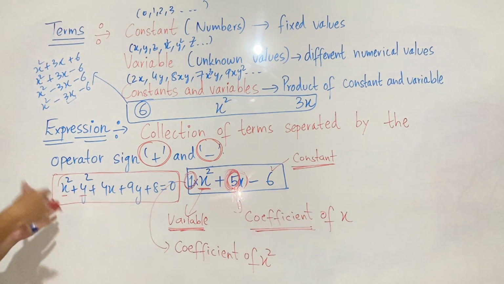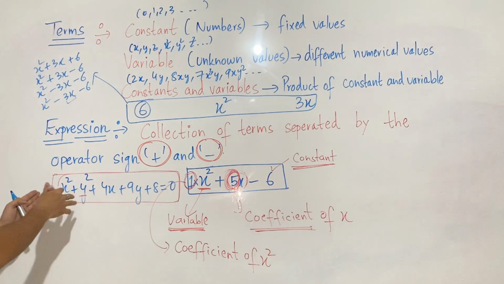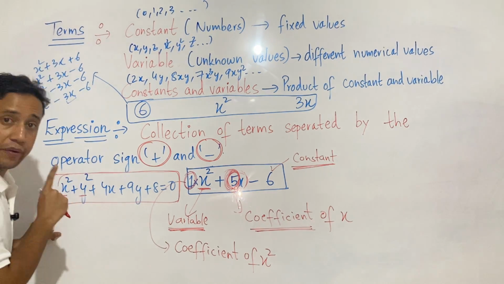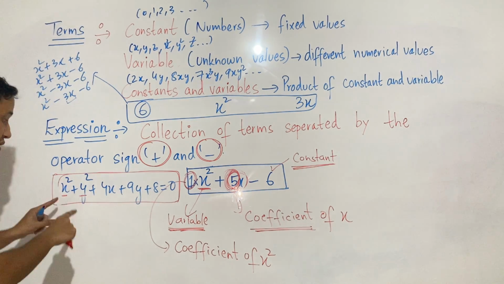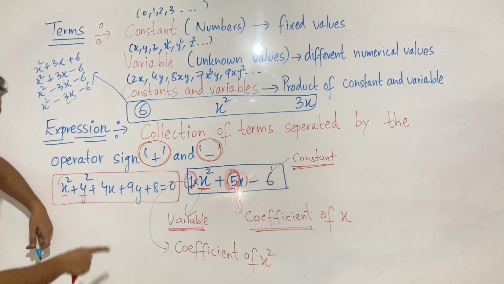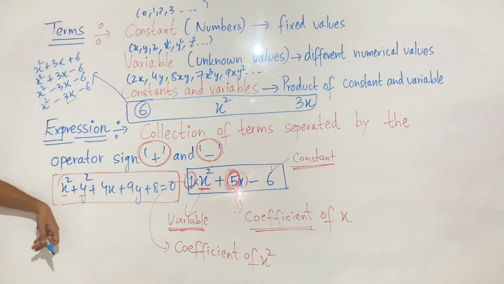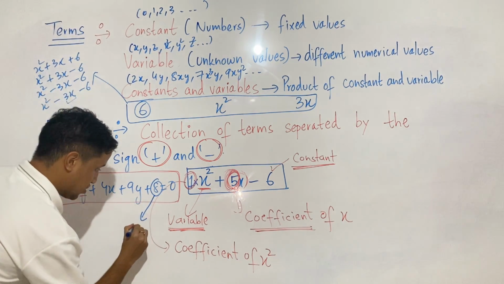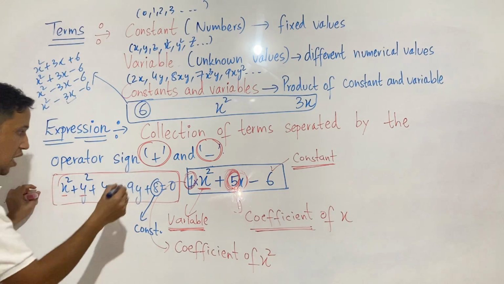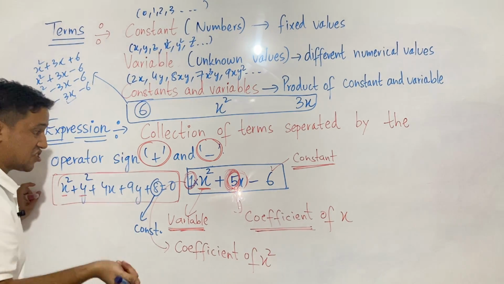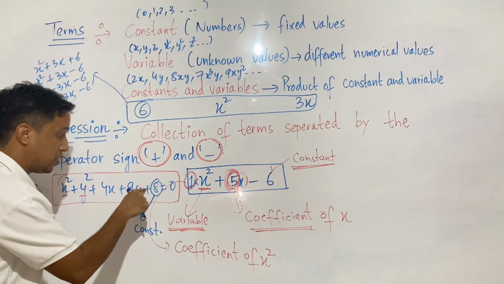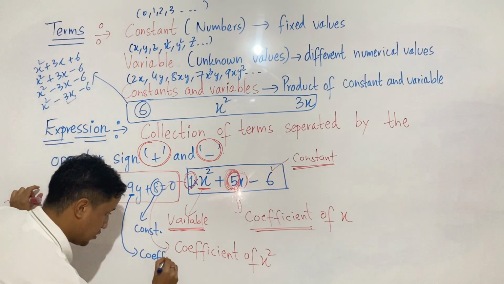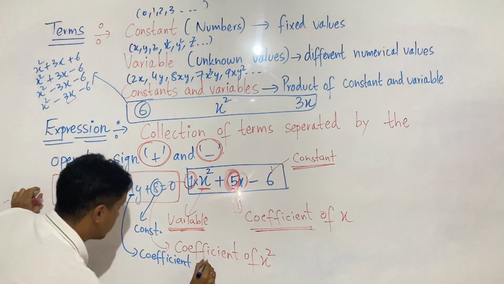This expression is a collection of terms, so we have to check whether it is an algebraic expression or not. It satisfies the minimum requirement: it must have at least one variable, but in this expression we have two variables, so yes, it's an algebraic expression. If you look at all the terms one by one, this 8 is the constant term, this 9y is the product of constant with variable, so this 9 is going to be the coefficient of y.